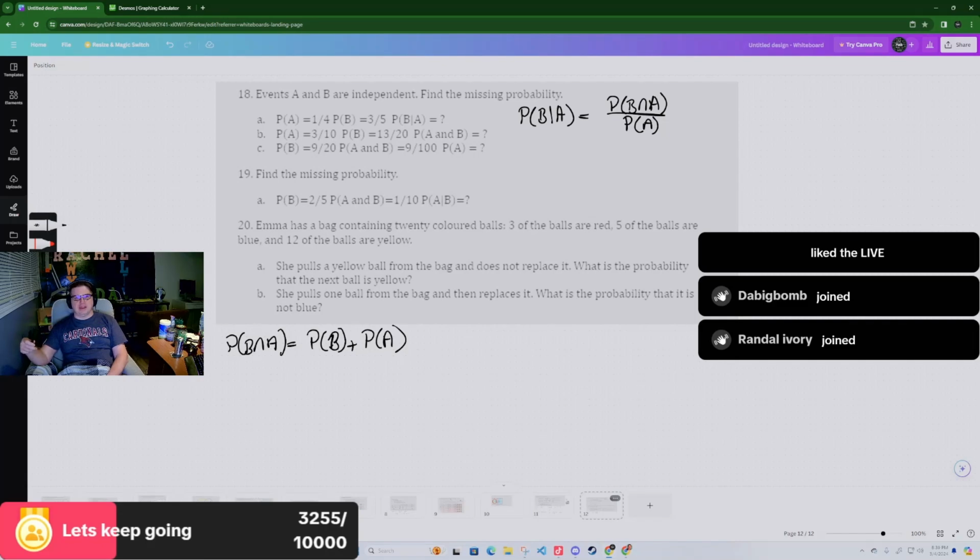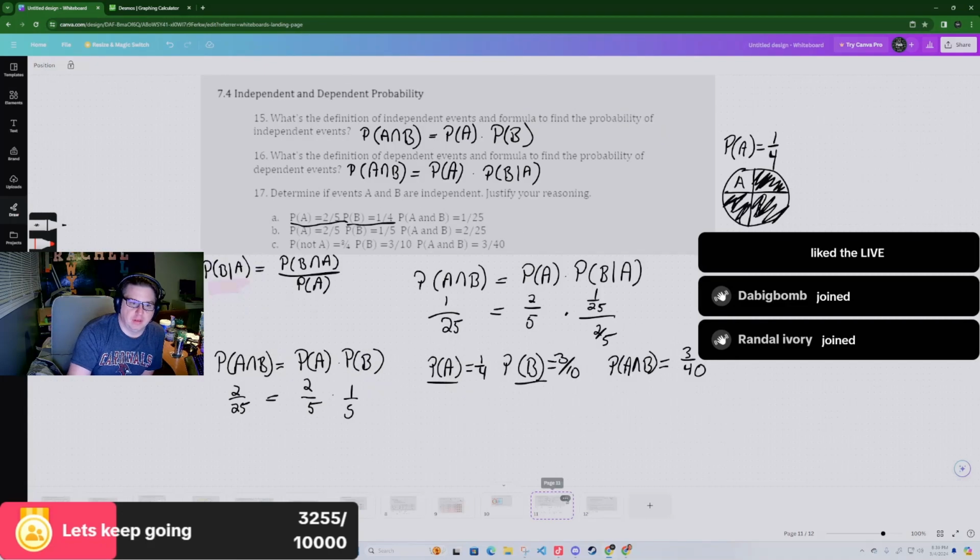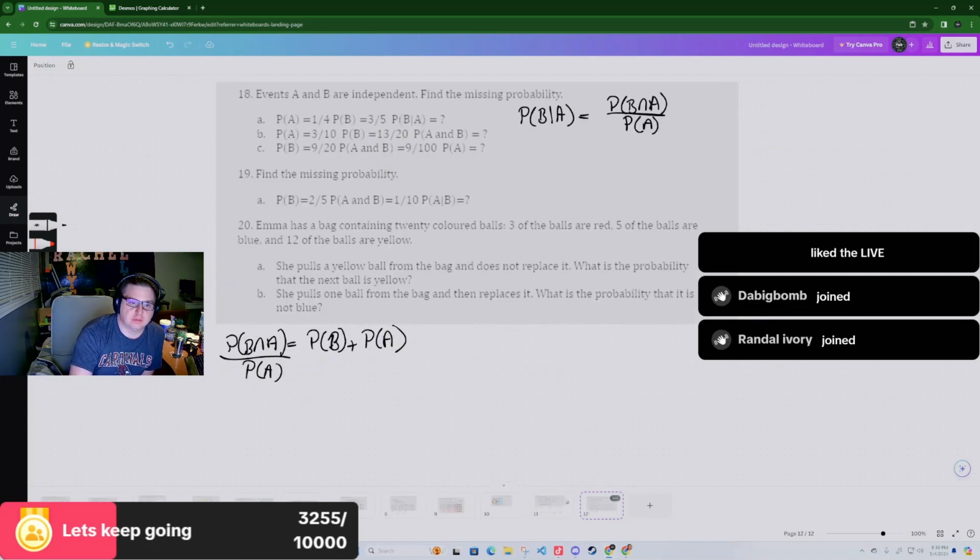And then I would take that answer divided by the probability of A. Because isn't this that conditional probability again? Yes, it is. So that's how we would get our final answer when it's all said and done. But this is what's going to get us B and A. Okay? Find the missing probability.